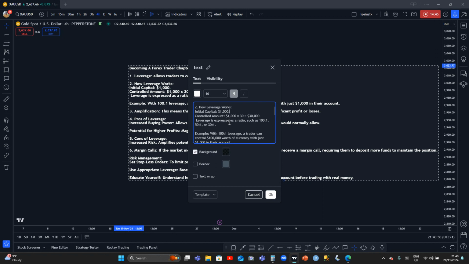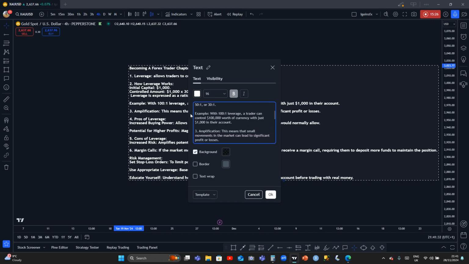So what margin does is that you have $1,000. Then because of the leverage ratio, if it is 30 ratio 1, that means you'll be having $30,000 in your account. If it is 100 ratio 1, that means you'll be having $100,000 in your account if you have 1,000. If it is 50 ratio 1, that means you'll be having $50,000 in your trading account. All right, I hope it's clear.